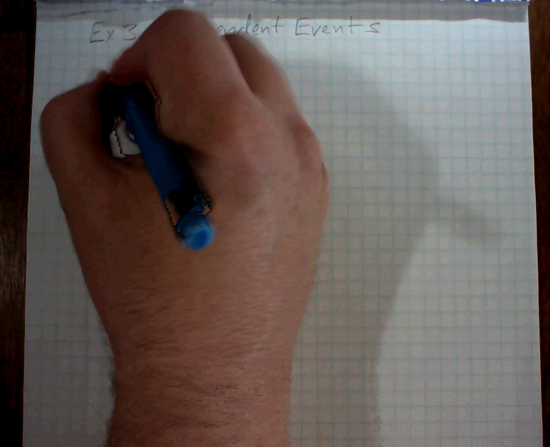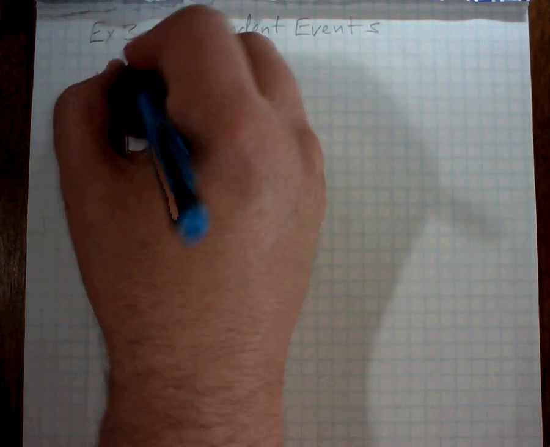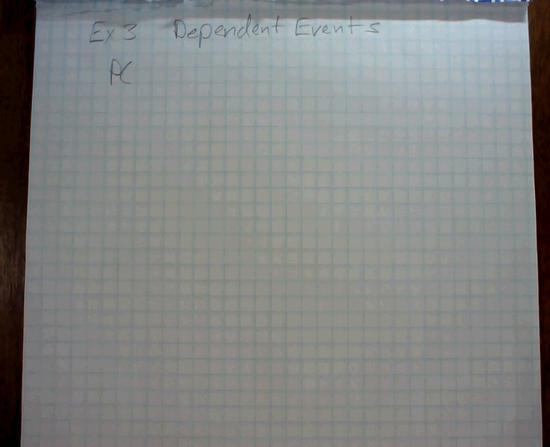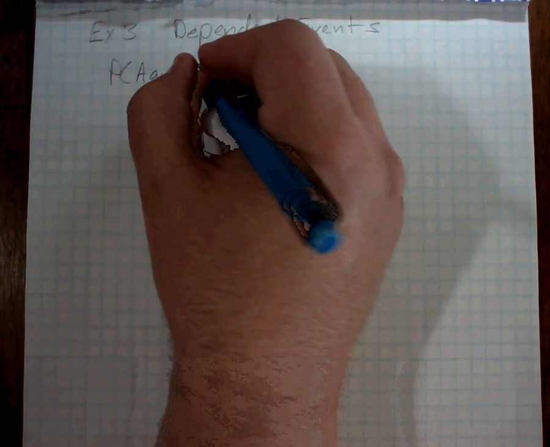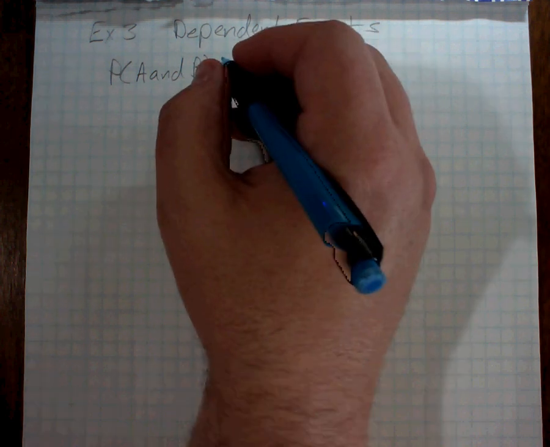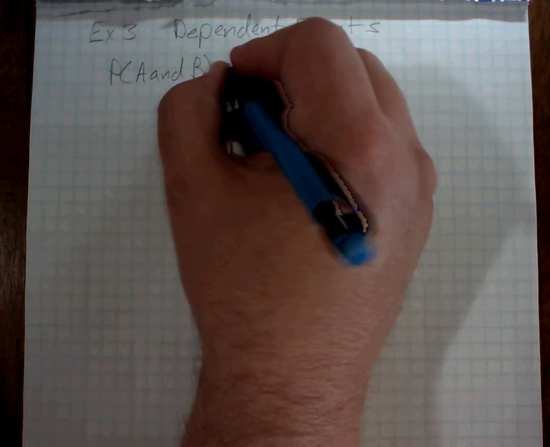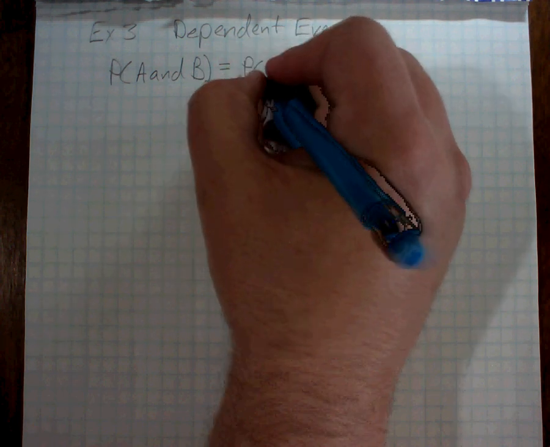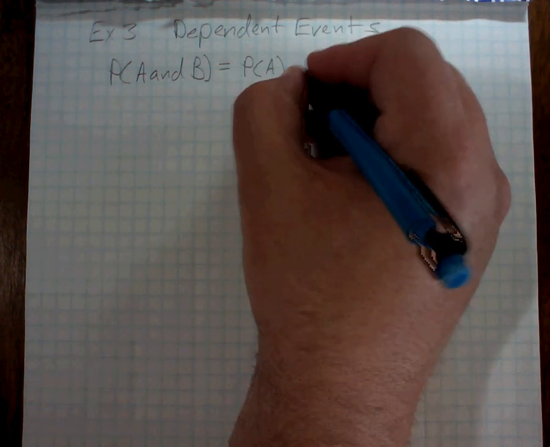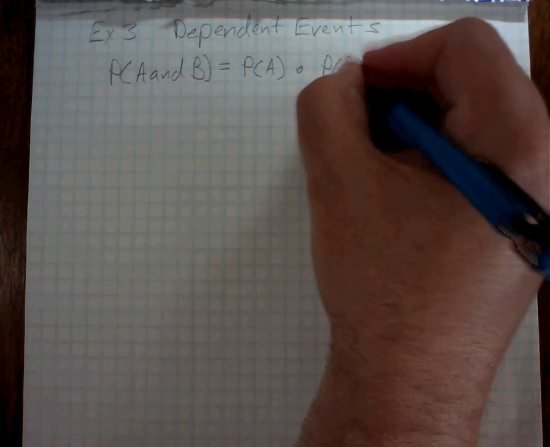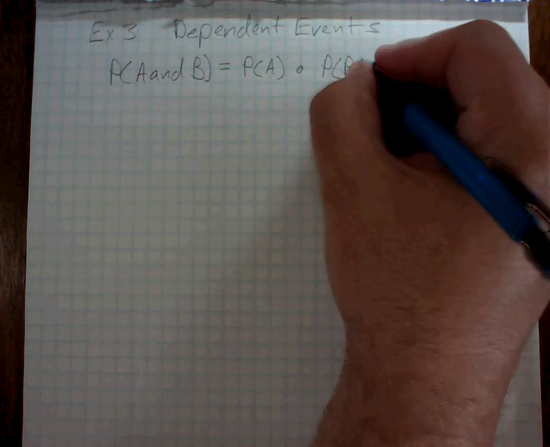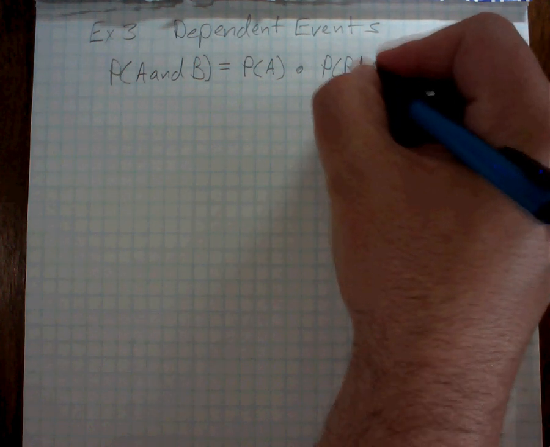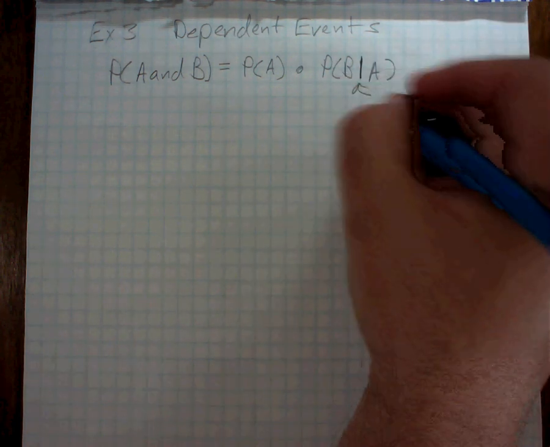So if they are dependent, not independent, but dependent, in other words, the probability of one event depends on the other, then the probability of A and B is equal to the probability of A times the probability of B given A. Now this is not an I, it's just a straight line. It's a vertical line up and down. And that symbol in mathematics means given.